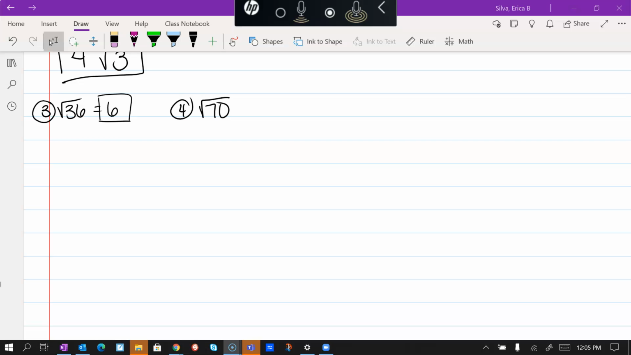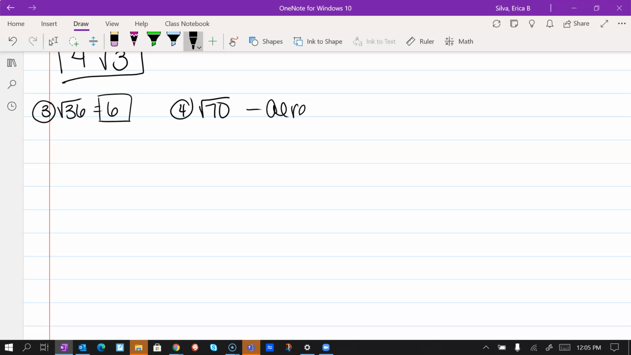So if 70 is not divisible by any perfect square, then square root of 70 is already simplified. So your answer would be square root of 70. We can't force simplification. They're all decimals, so we can't write it as a decimal. We're going to leave it as square root of 70.